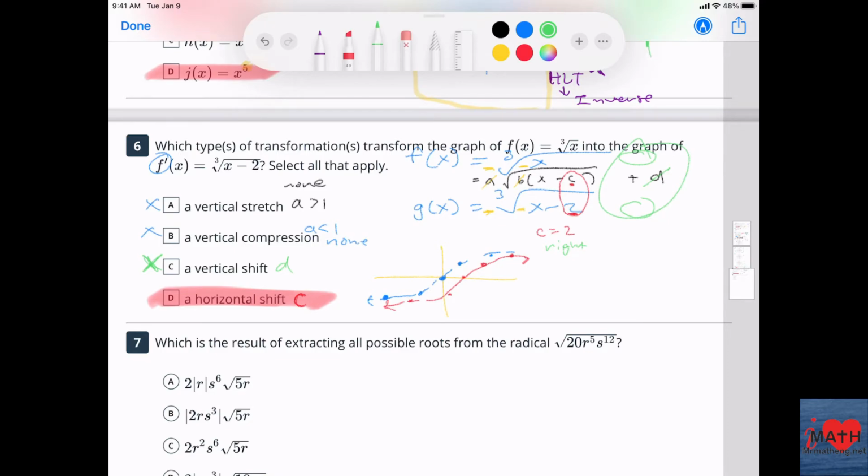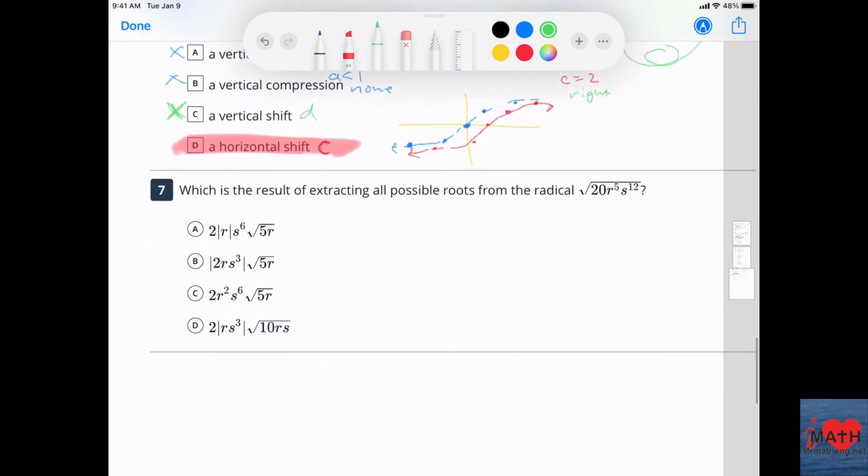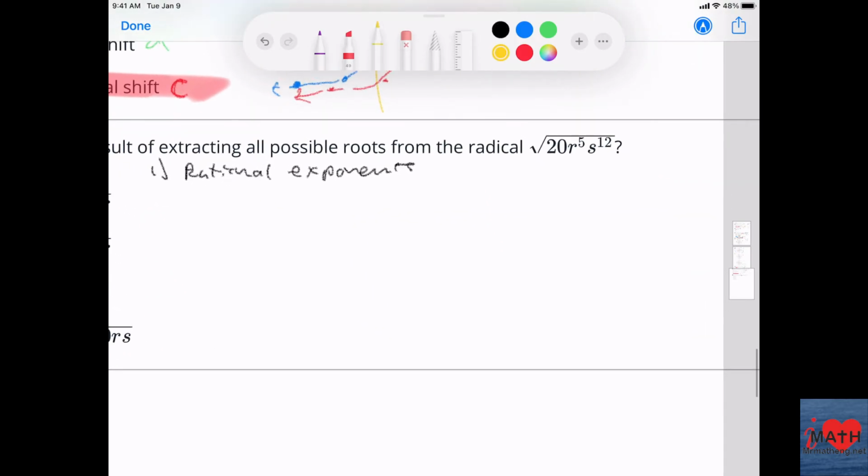Okay, last question, number 7, which is the result of extracting all possible roots from the radical. There's one method here, which is rational, how to do this problem with rational exponents. Let's divide this in half and show you this method.